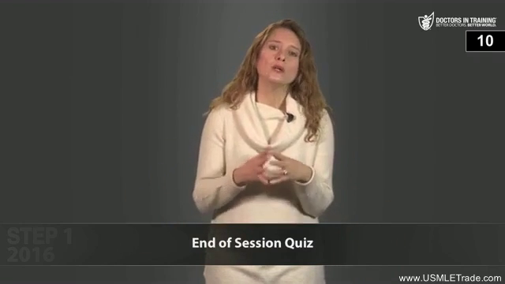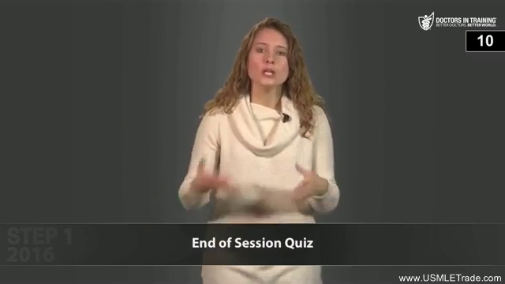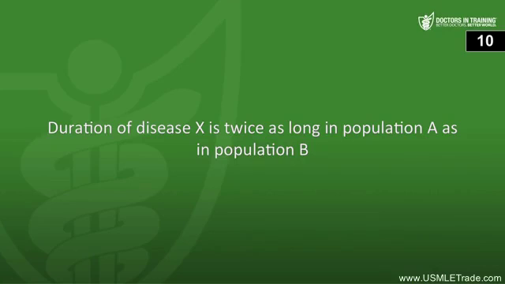And last question, the prevalence of disease X in population A is 2 times the prevalence of disease X in population B. The incidence is the same in populations A and B. So what can be assumed about the disease duration in population A versus population B? Well, if the incidence is the same in both populations, but the prevalence is different, then you have to assume that disease lasts longer in one population versus the other. So in this example, the duration of disease X is twice as long in population A as in population B.